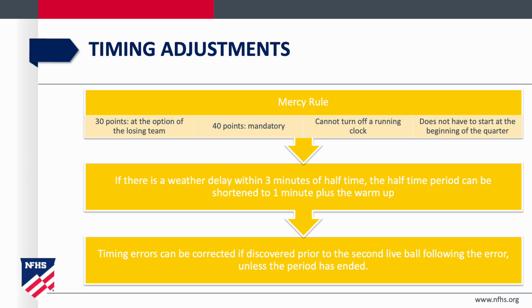If a timing error is discovered, it can be corrected so long as it's done before the second live ball after the error or before the period has ended. The most common example of this type of correction would be if the time continued to run after it should have been stopped. We can use any official's definite knowledge for the correction.